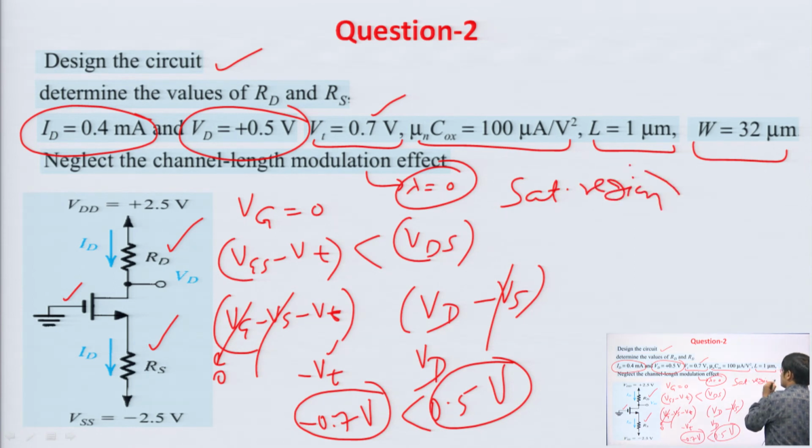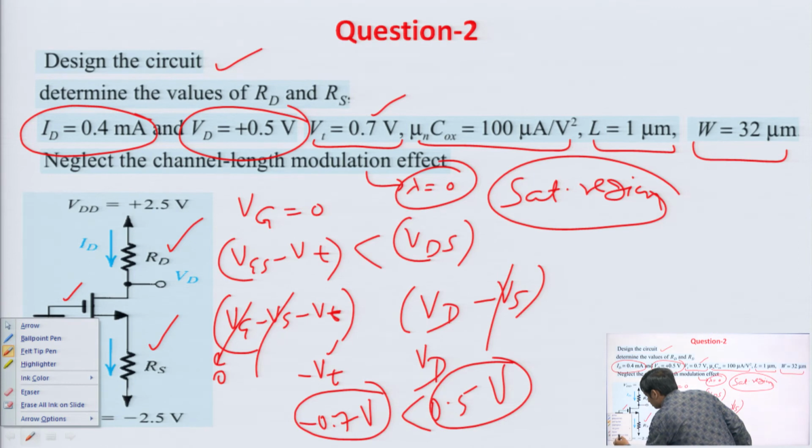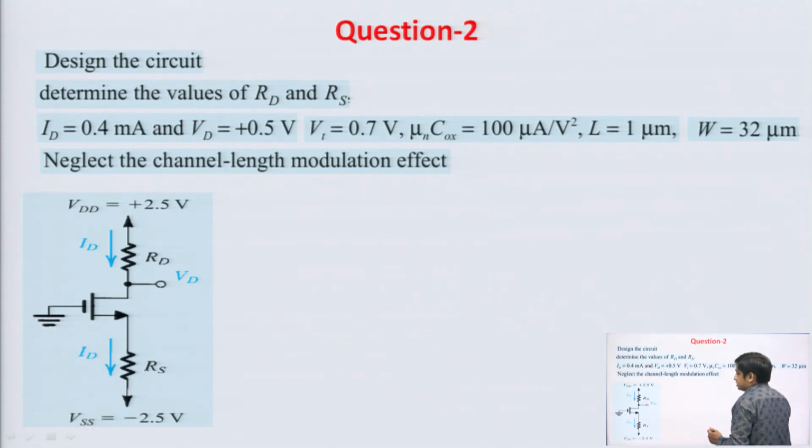Now, we need not assume it, because since sufficient parameters are given in the circuit, we can find out the region of operation, and it is better to find it out. Now we know that the MOSFET is in saturation region. Now, we can directly use the drain current equation of the MOSFET in saturation region, fine. So, the region of operation is clear, it is in saturation from this explanation.